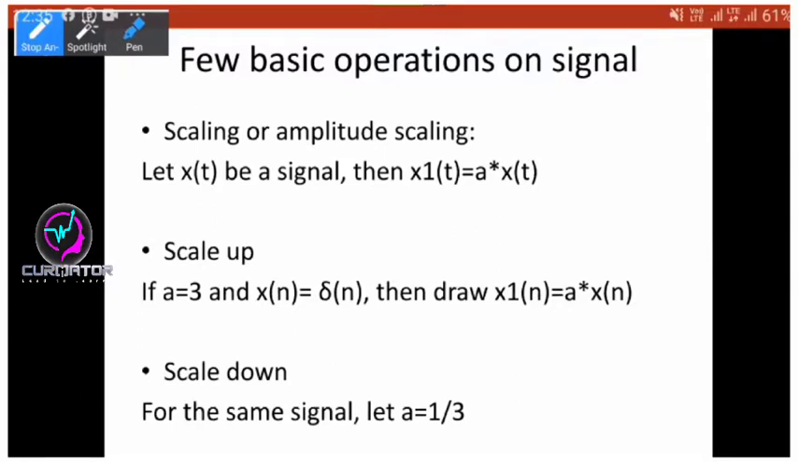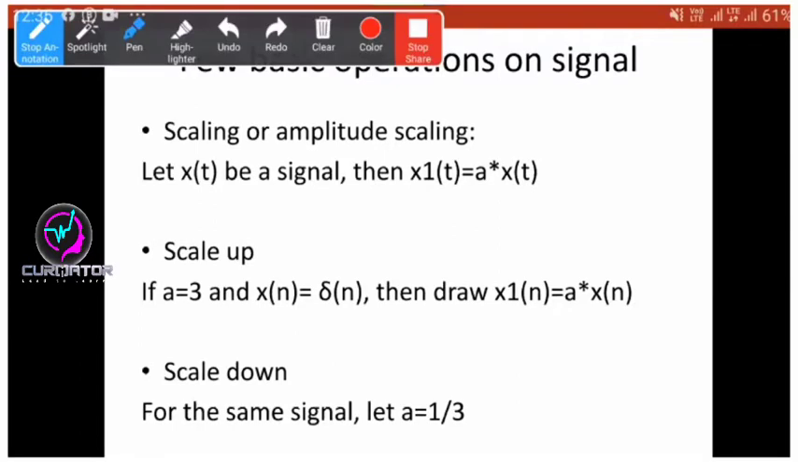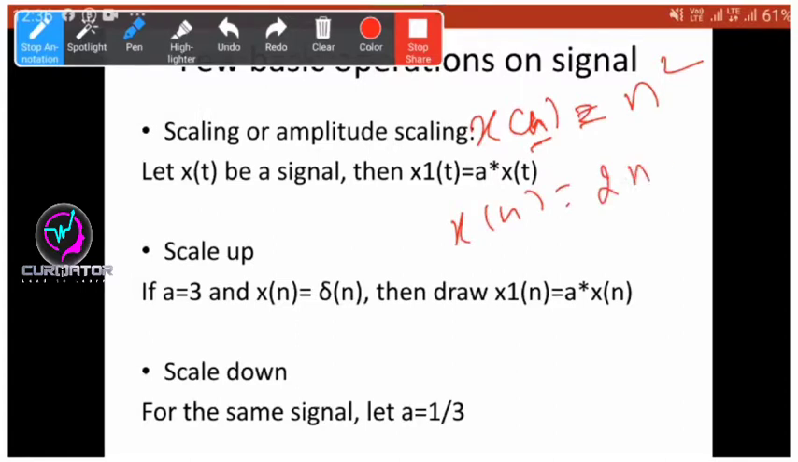A discrete time signal will be denoted as x of n. In the previous lecture we discussed why we should represent this as n. It is just a count of discretized time. So this can be represented as a function as well, like n square, or x of n equal to 2n plus 1, or x of n equal to n by 2. Anyway, you can represent this as a function of n.